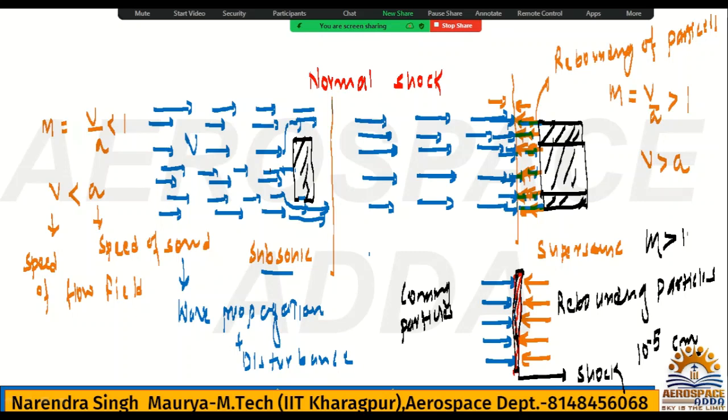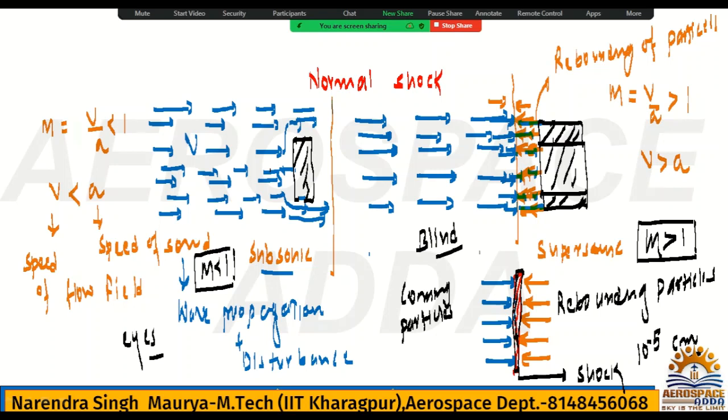Now you can answer it. If somebody asks why shock will form in supersonic flow and why shock will not form in subsonic flow, you can answer: in subsonic flow the particles have eyes, but in supersonic flow these are blind particles. They don't have eyes. So blindly they will go and hit the object, and then they will recognize that some disturbance or object is there. But how will they know? They will first go and hit, then they will know.